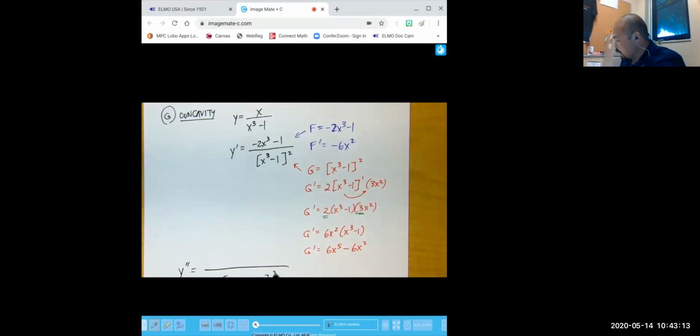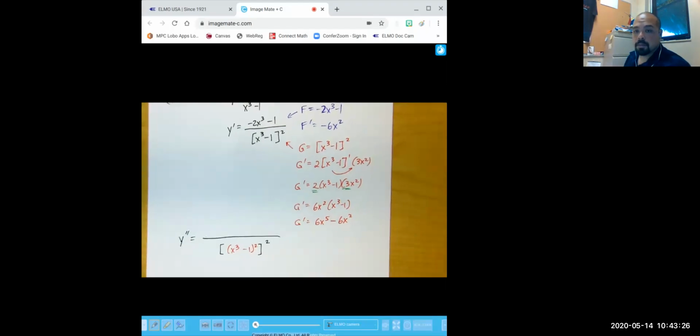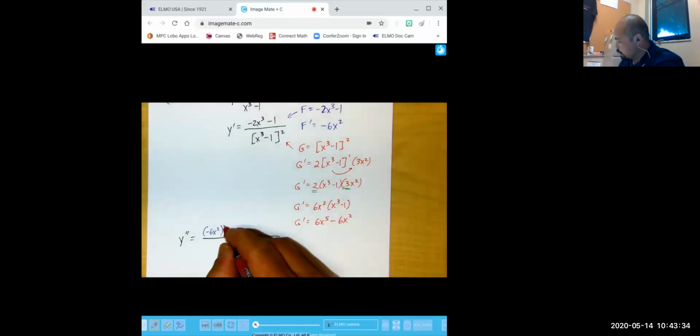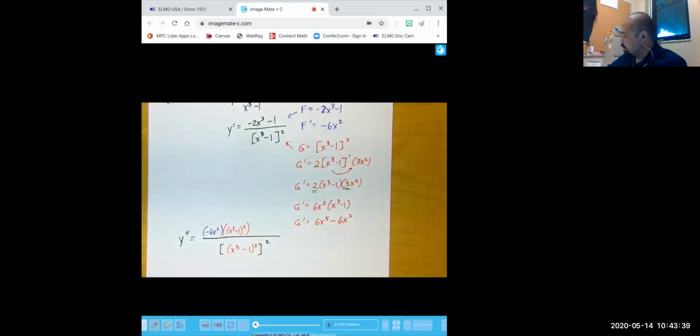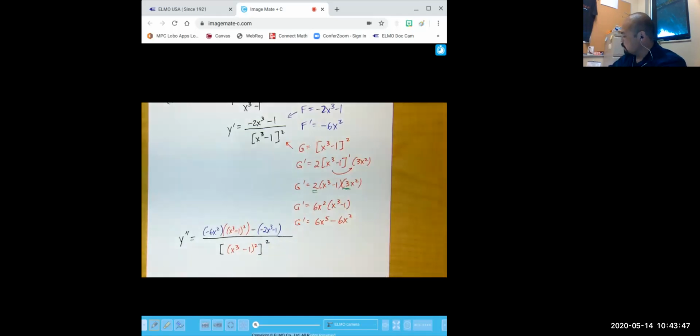Right, so we're going to get that denominator squared. So it's going to be that x cubed minus 1 squared squared. So that's going to be to the 4th power. I'm sorry. In the numerator, derivative of the numerator, negative 6x squared times denominator minus numerator times denominator squared. I know I'm going to have to squeeze that right here.